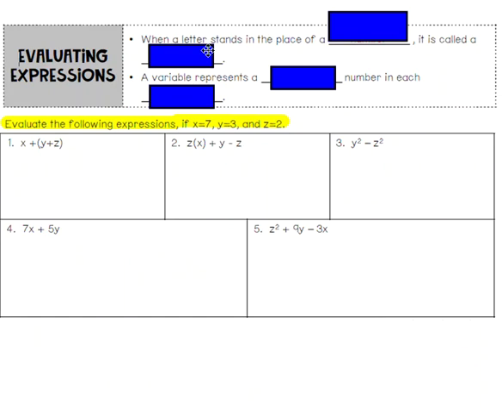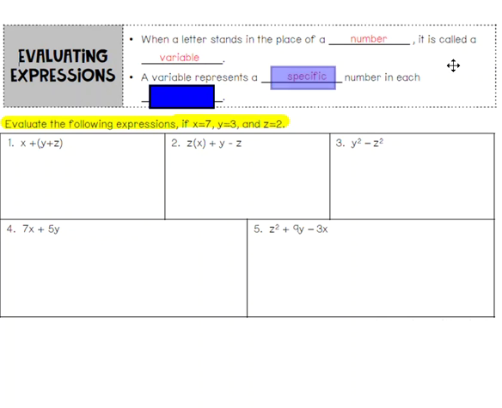All right, so when evaluating expressions, this is something we've got to keep in mind. When a letter stands in the place of a number, it's called a variable. This is not new to you. We've used variables a lot this year with our visual patterns, but it's basically a letter that represents a number. A variable represents a specific number in each expression. So they stand for certain numbers, and they'll tell us what those numbers are very often.